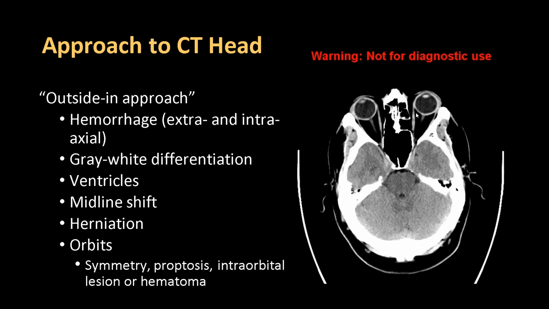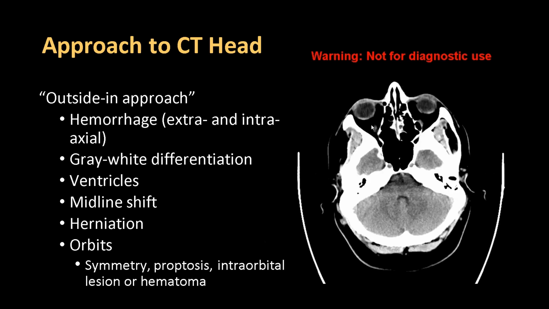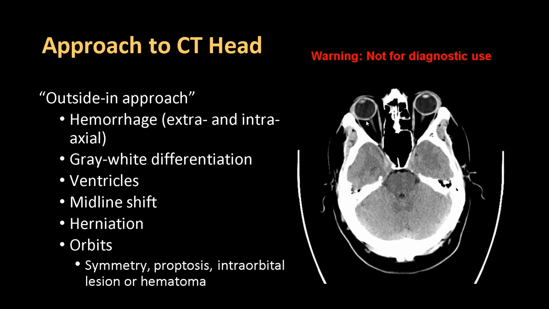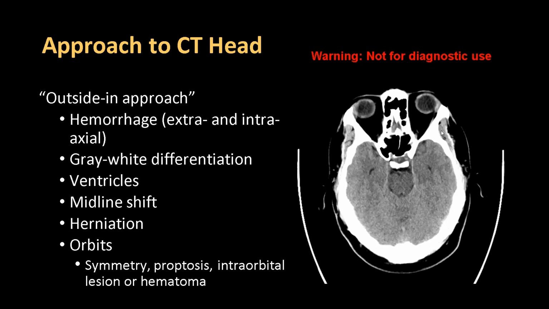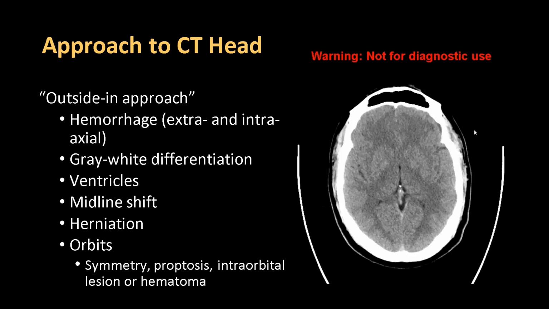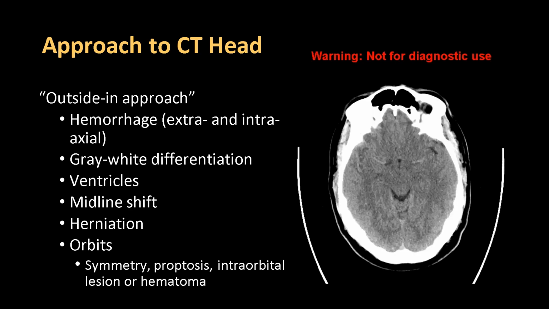So you want to look at all those structures, make sure they're symmetric, make sure there's no proptosis of one or both sides, which means the eye is projecting out too far from the orbit. You want to make sure you look at all the fat within the orbit and make sure there's no kind of irregular stranding or collection or mass there. You want to make sure there's no expansion of the optic nerve as well.